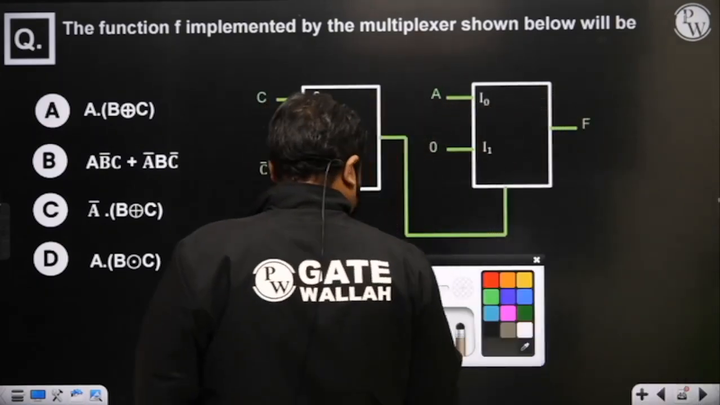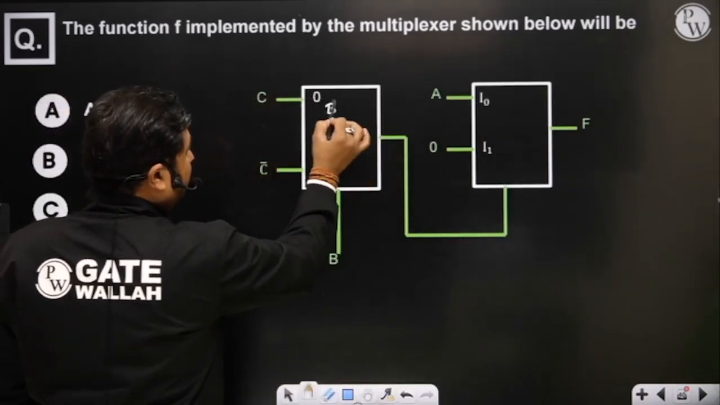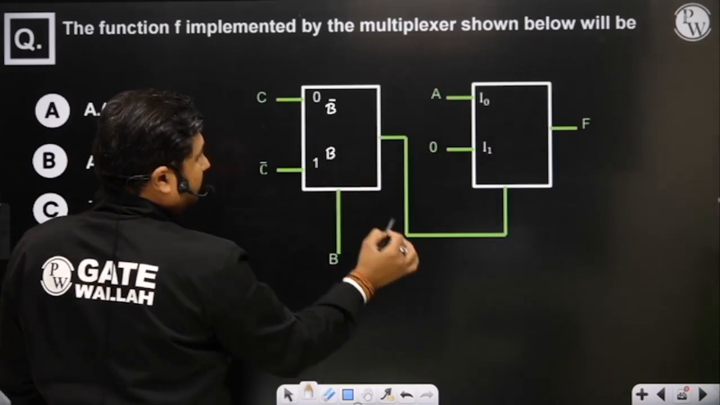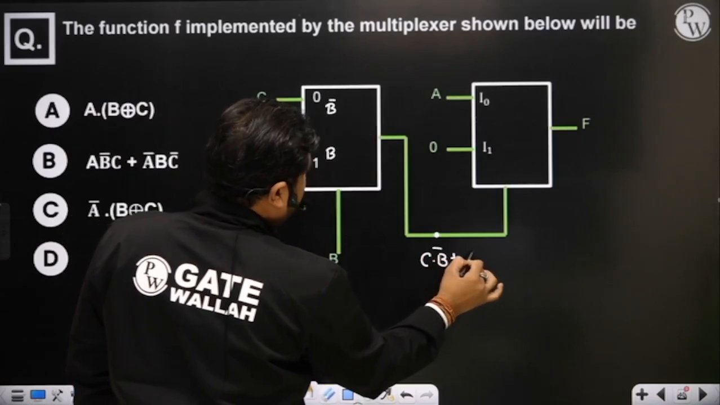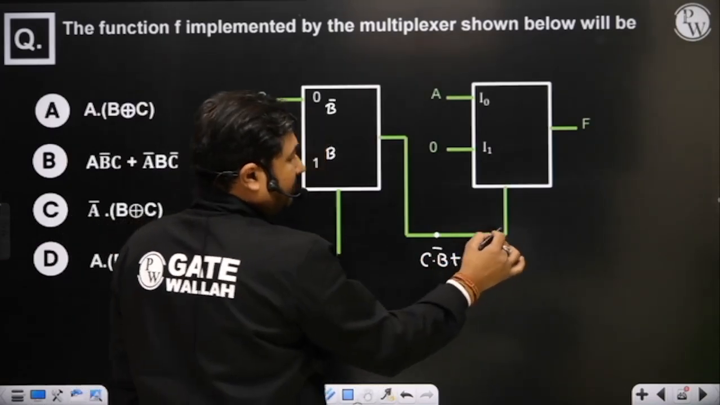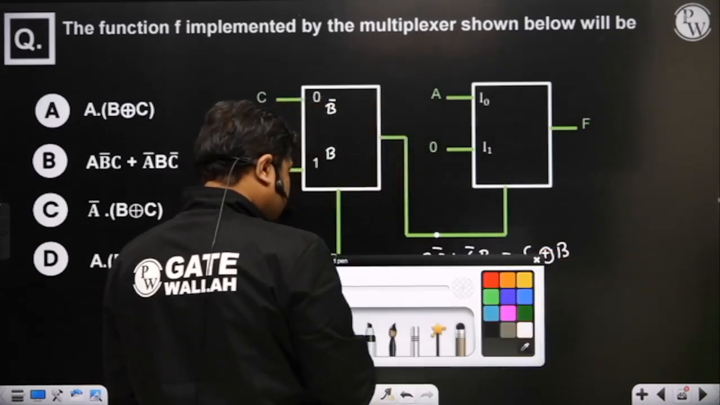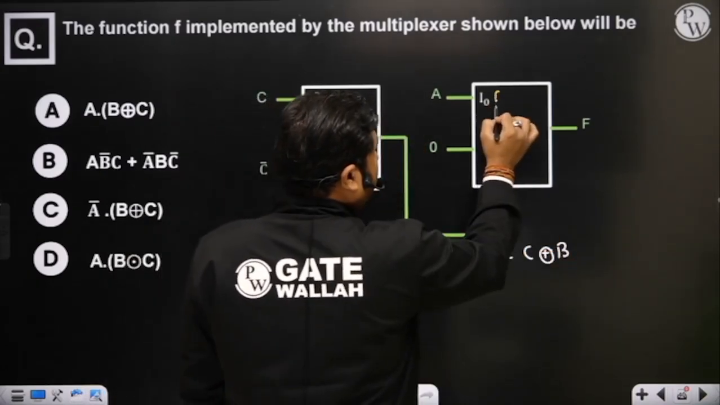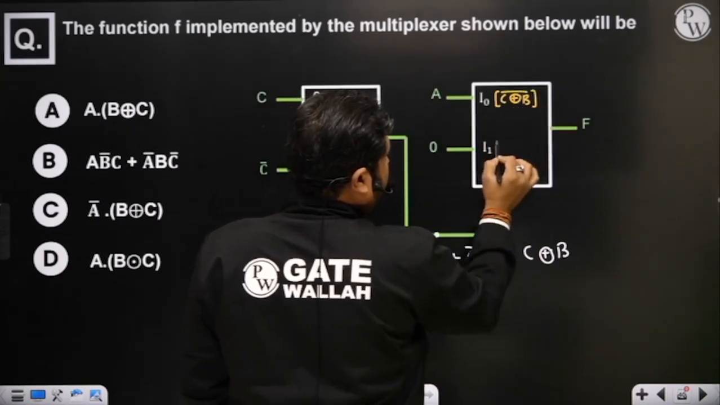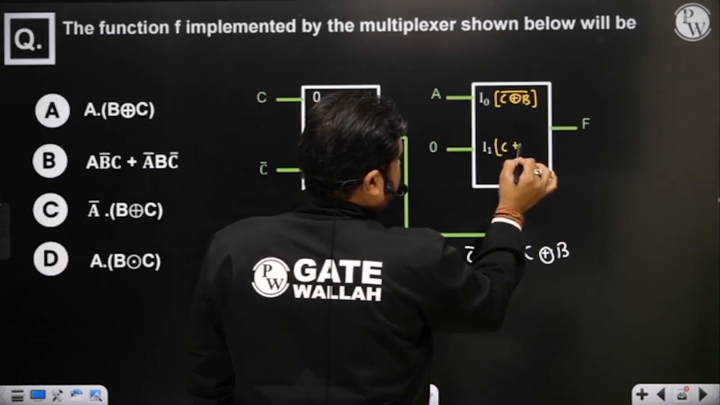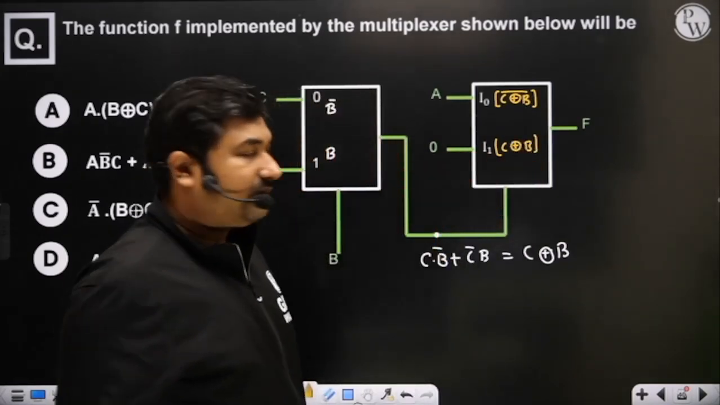It's very easy. If this is B, then B bar and B is available here. So what are you getting at the output? C B bar plus C bar B. Sir, it means we are getting C XOR B. Now C XOR B is going to be available here as C XOR B bar. And what is available here? Sir, C XOR B. This is going to be multiplied by 0, so that will become 0 only.